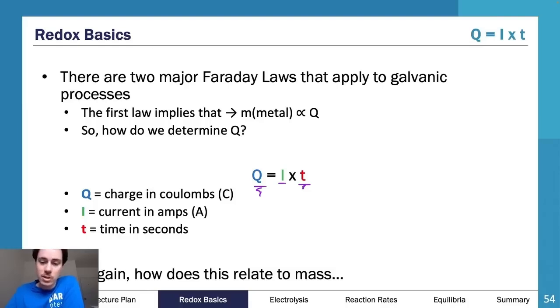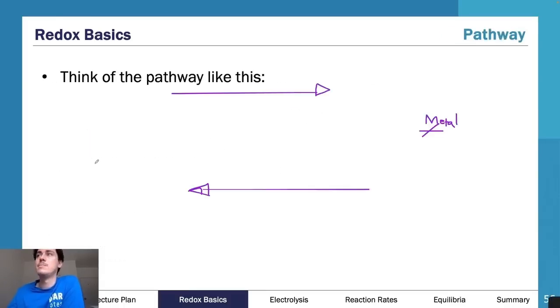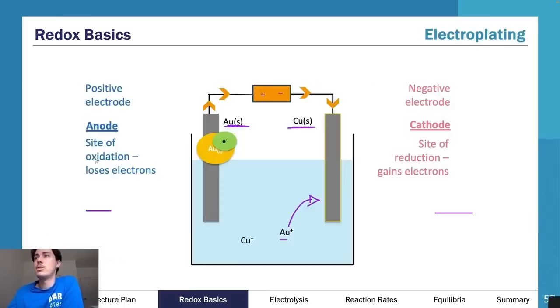And when I increase my Q, I increase my moles of electrons, because my Q gets larger, gets divided by the same amount, but it's going to end up as a larger value. I end up with more moles of electrons, and when I use stoichiometry, more moles of electrons means more moles of my metal, and therefore more mass of my metal. So naturally, that's what's happening there. Let's jump through.